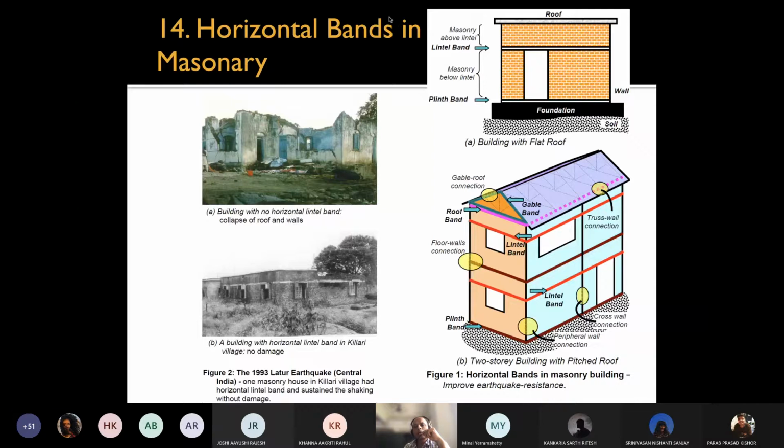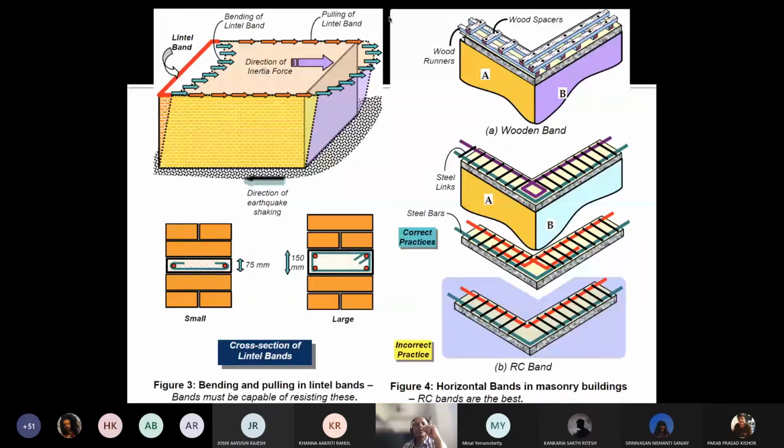So these diagrams help you understand how masonry structures can also be retrofitted, or new masonry structures can be made earthquake resilient, by simple techniques and additions of certain basic tie members. That is what is required, rather than abandoning the masonry structure completely in favor of RCC structures, particularly for ground-plus structures, right?